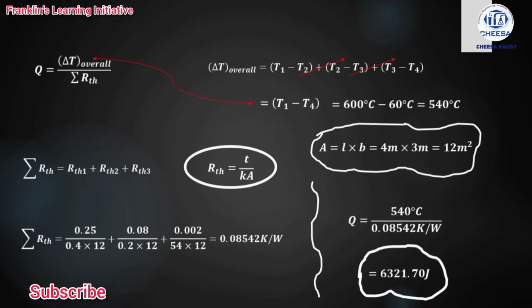Whenever you have a problem like this, it will be very easier for you to analyze it by first drawing the temperature profile, stating your rate equation, and then finding your temperature differences and your thermal resistances separately. After finding all those things, you then put them together to obtain your answer.